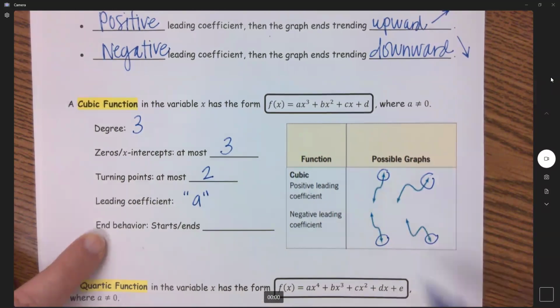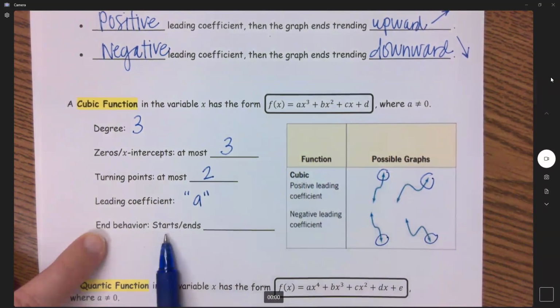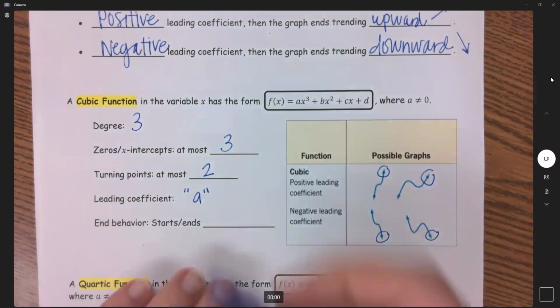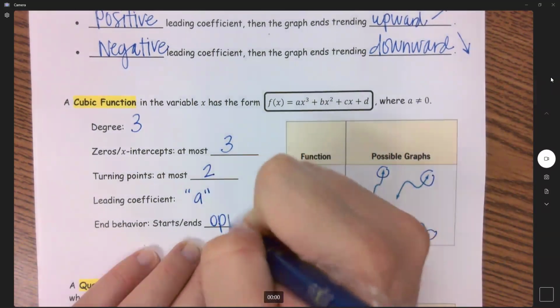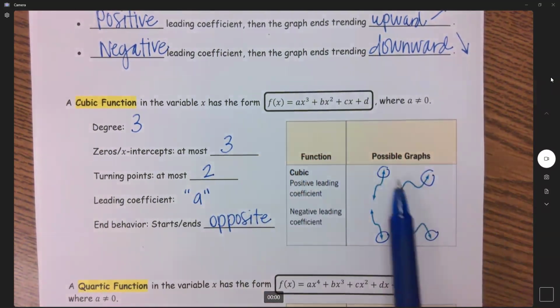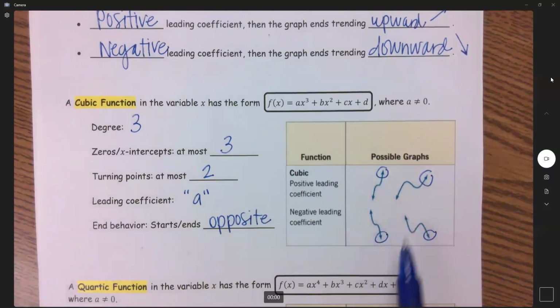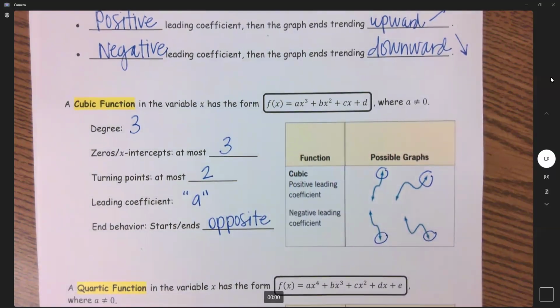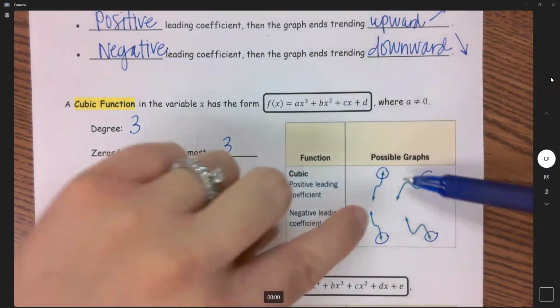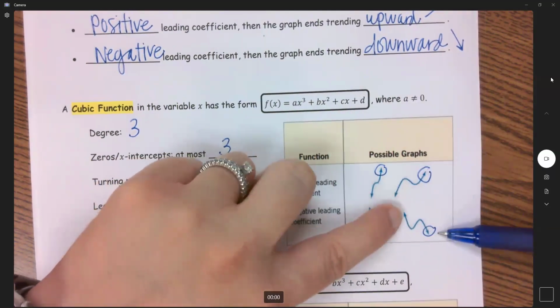What happens with all of these end behaviors, whether it ends up or ends down, is that they start and stop opposite. What I mean by that is when it ends going up, it starts down. When it ends down, it begins up. So this is how you can easily tell that it's a cubic: they're going to be at odds with each other on those starting points.